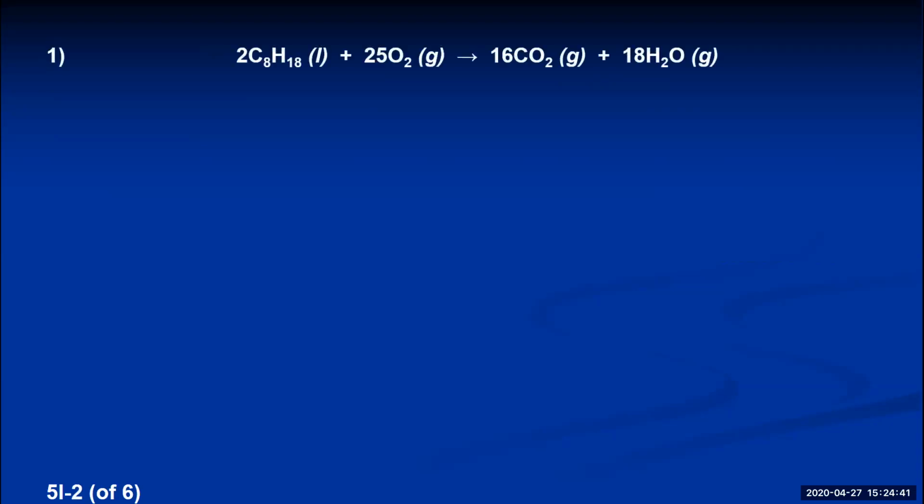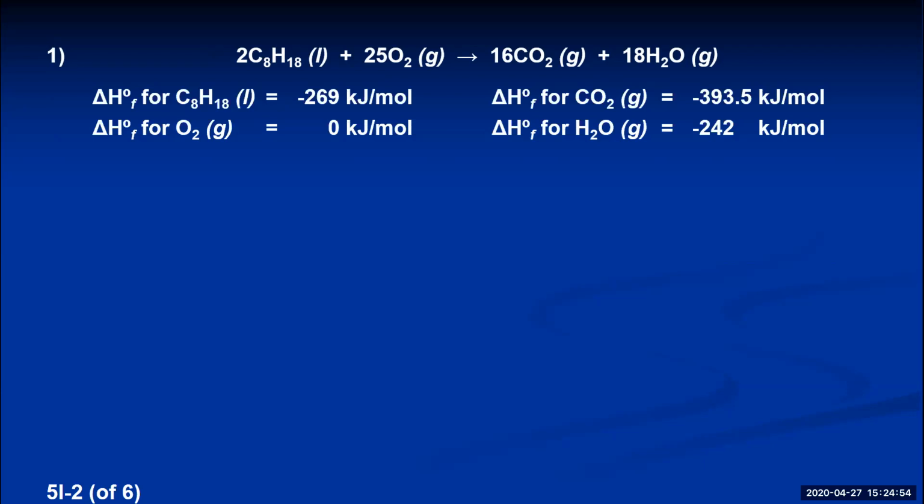So the first reaction we're going to do is the combustion of octane. And the balanced equation is 2 moles of octane plus 25 moles of oxygen yields 16 moles of carbon dioxide and 18 moles of water. If you were to look up from handout 9 and from table 6.2 the standard heat of formations for all the reactants and products, you would have found these numbers that are given here.